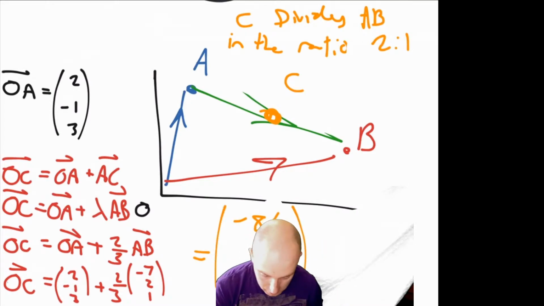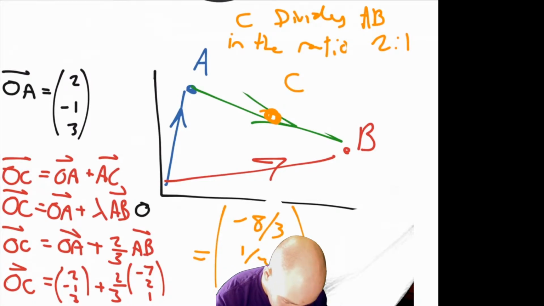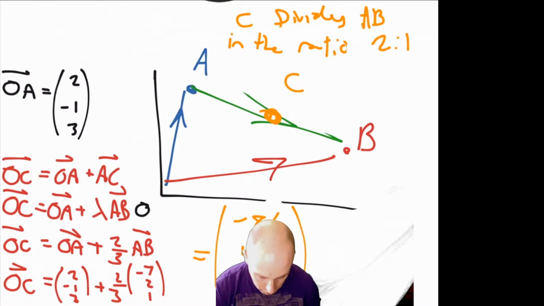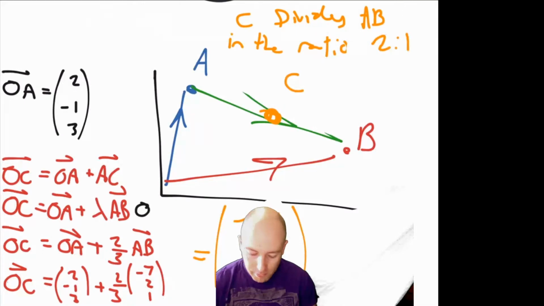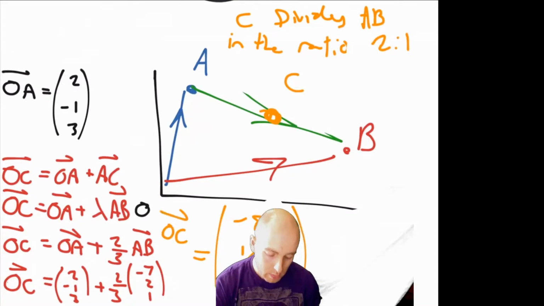The next component is going to be minus 1 plus 4 over 3, which is 1/3. And the last one is going to be 2/3 plus 3, which is 11 over 3. There we go. So that is OC.